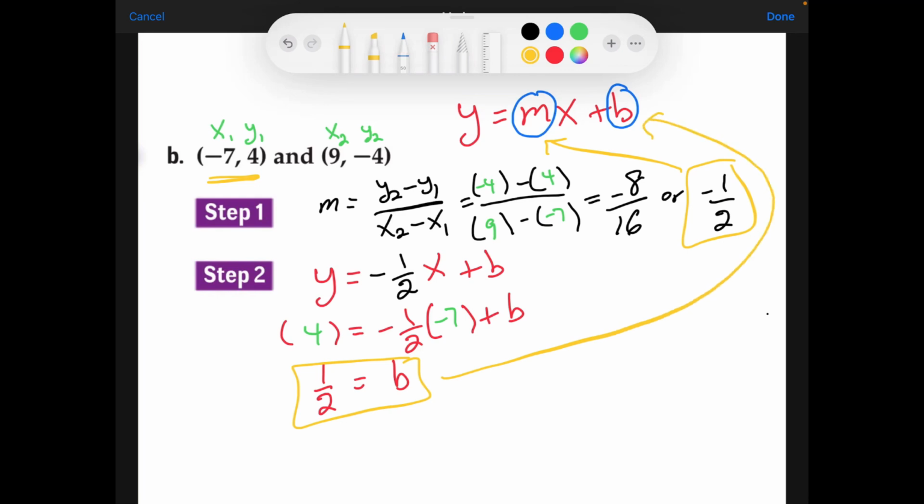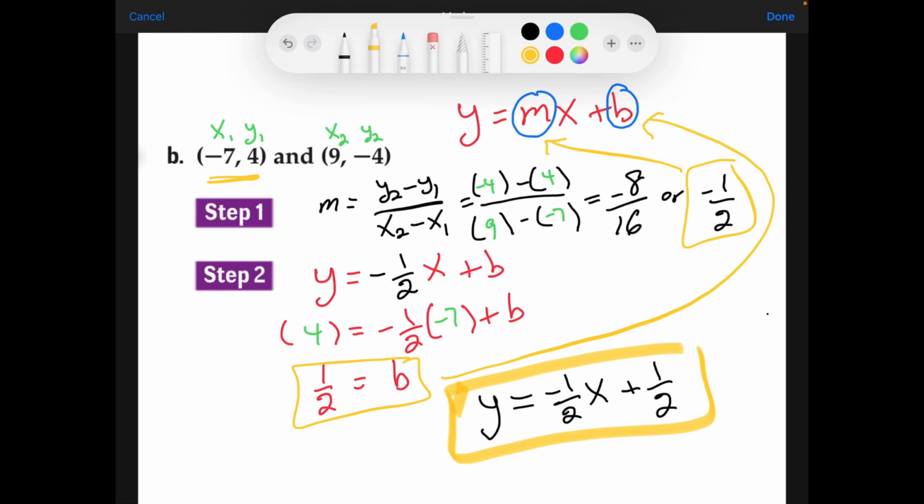Once we know what the y-intercept is and the slope, we can go ahead and write our final answer, which will be y equals -1/2 x plus 1/2. And that's our final answer.